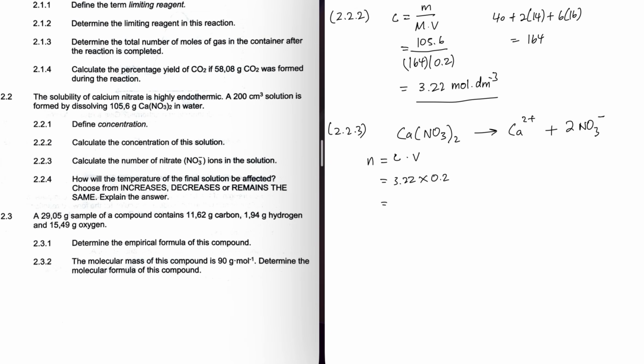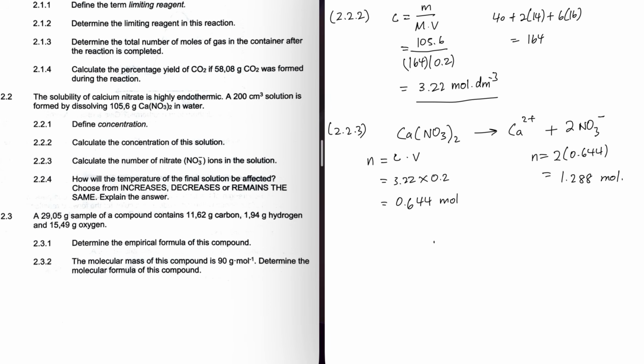What does that give me? Let me double check. So 3.22 times 0.2, that gives me 0.644 moles. Now, since the ratio here is 1 to 2, this is going to be double the 0.644 moles. So that's going to equal a number of moles of 0.644 times 2, which is 1.288 moles.